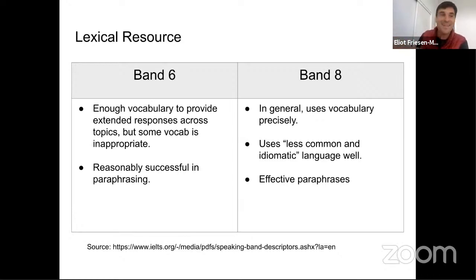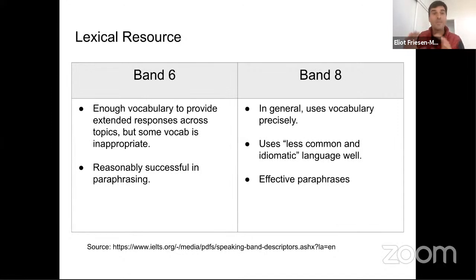All right, and I mentioned this earlier, but they're reasonably successful in paraphrasing, okay? What we're thinking about here is that a student who scores lower than 6 is going to have many instances where they're just recycling the language that they hear from the interviewer and that they read in part 2 on the topic card that they give you. There's going to be a lot of recycling and very little effort put into actually changing around the wording of things from the questions and rephrasing it in their own language.